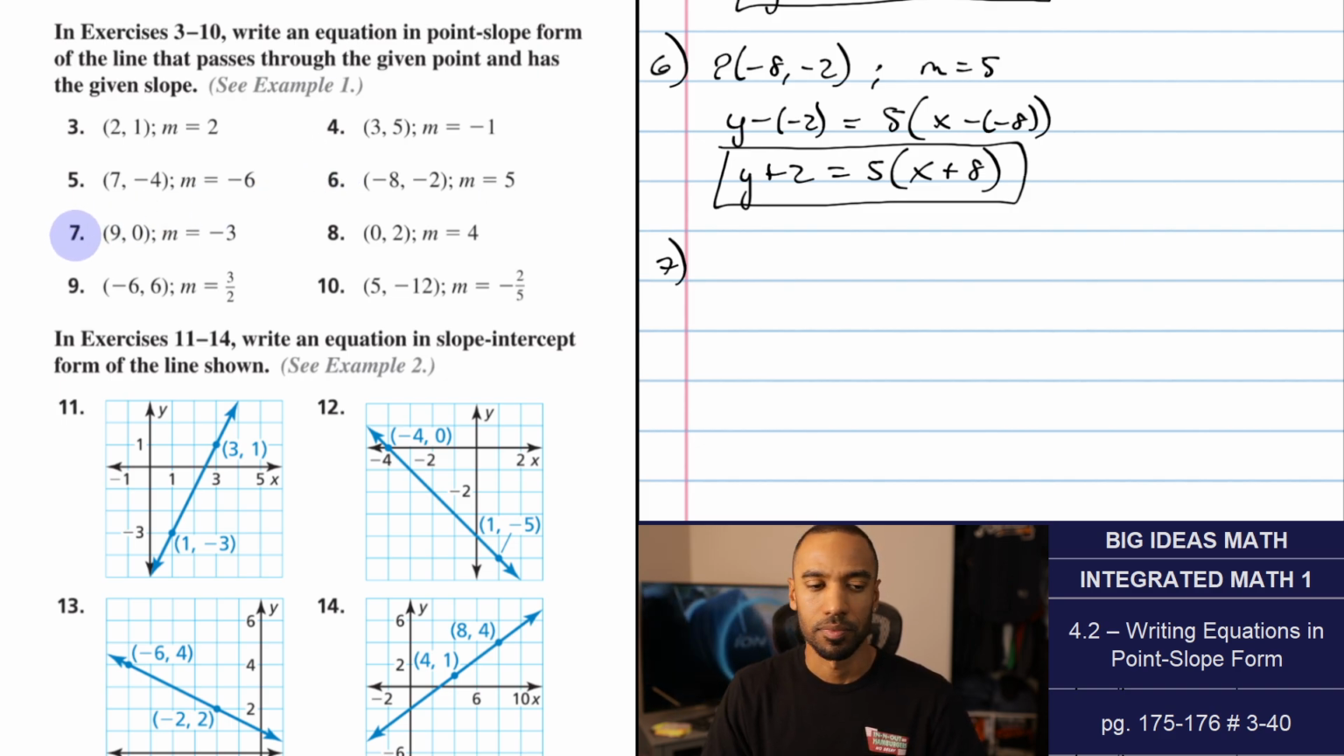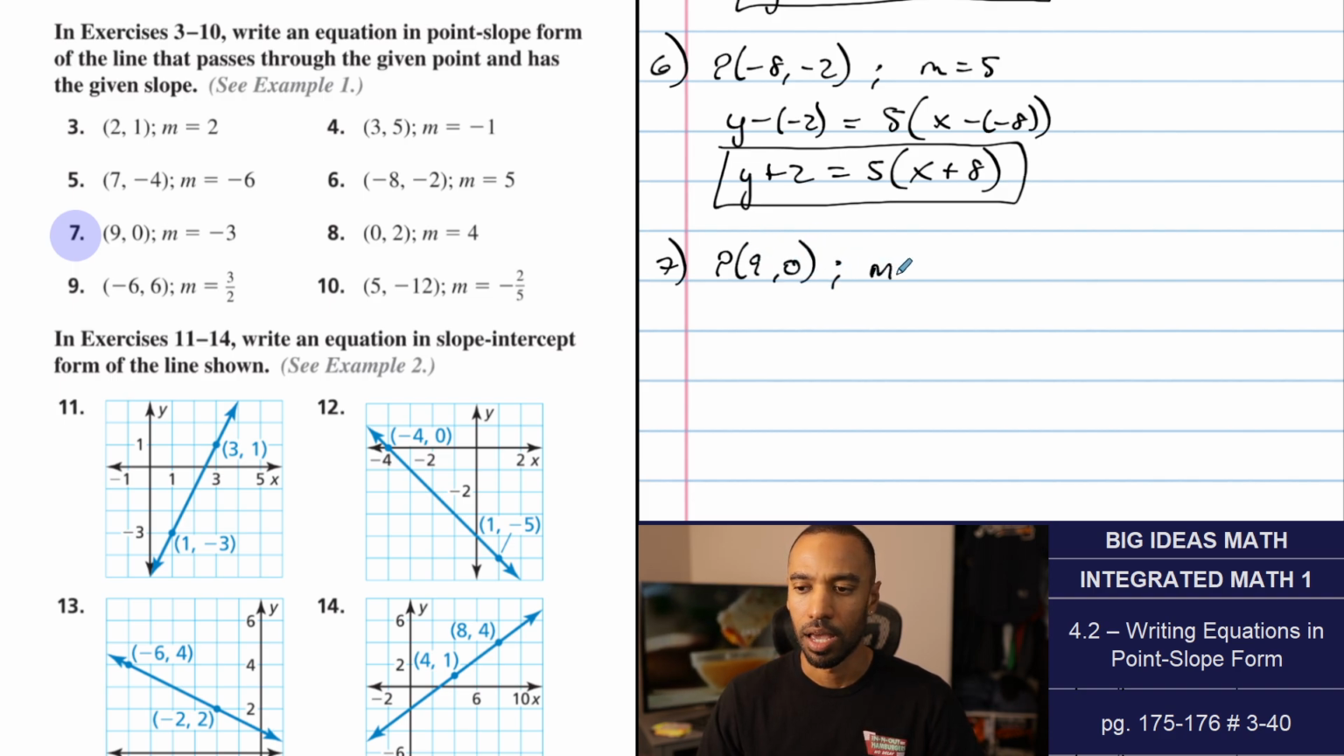Number 7. 9 comma 0 is the point this goes through. What happens when there's a 0 for the y value? I guess that's your x-intercept. Does that matter much? No. Y minus 0 equals m times x minus 9.